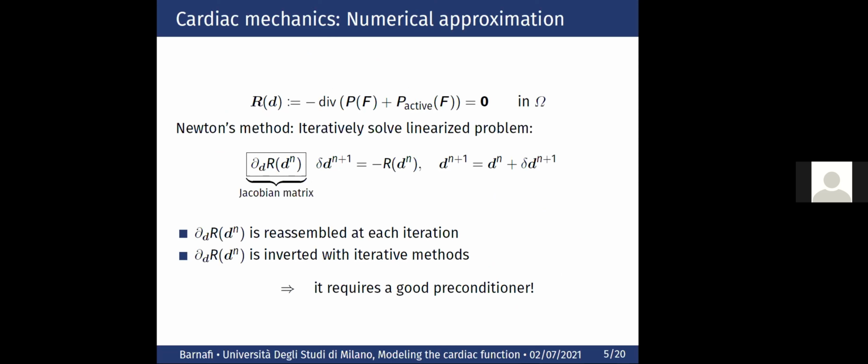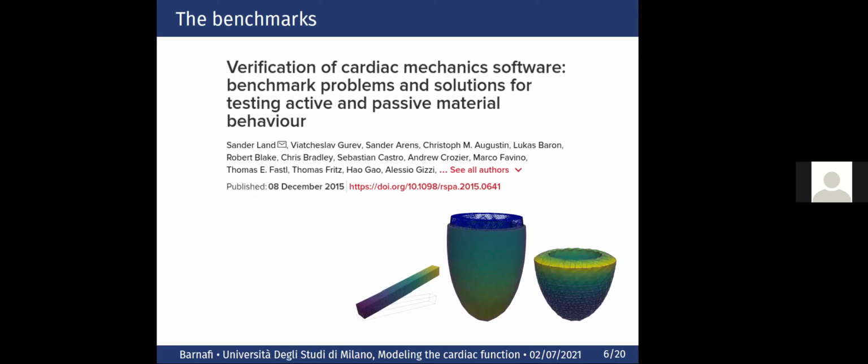And this is, of course, expensive. Still, it's really good. It has quadratic convergence usually if you're close to the solution, if you start close to the solution, but it requires reassembling this matrix at each iteration, and you have to invert it. So it's a difficult problem. It requires a good preconditioner for the use of iterative methods. Okay, that's the setting where we're moving.